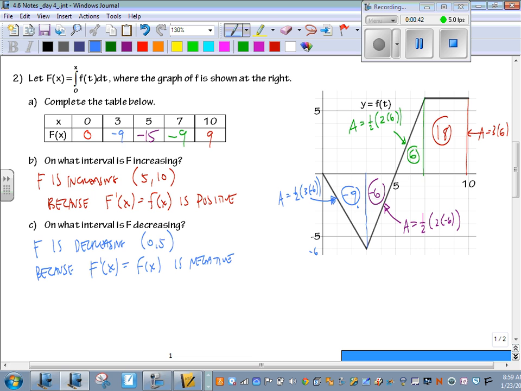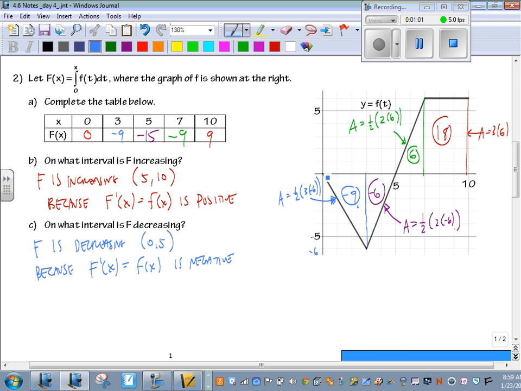Then, kind of like the last one, I went from 0 to 5. I already know what it is from 0 to 3. I just need to figure out what it is from 3 to 5, and I can add those up. So this triangle right here has a base of 2, height of -6. So 1/2 times 2 times -6 gives us an area of -6. Add those up, we get -15.